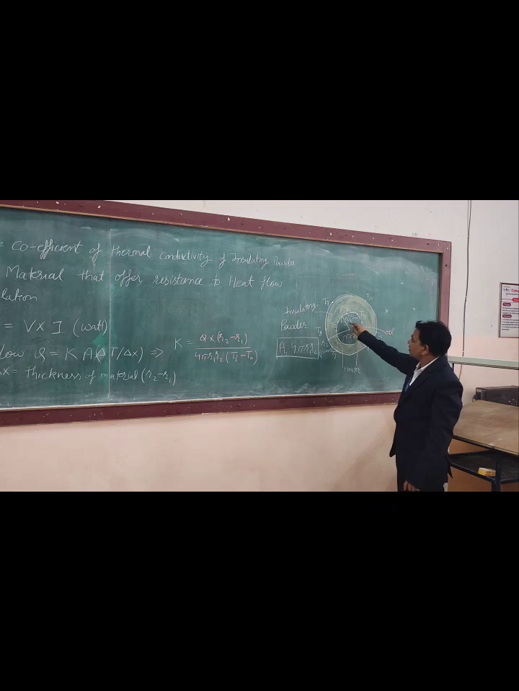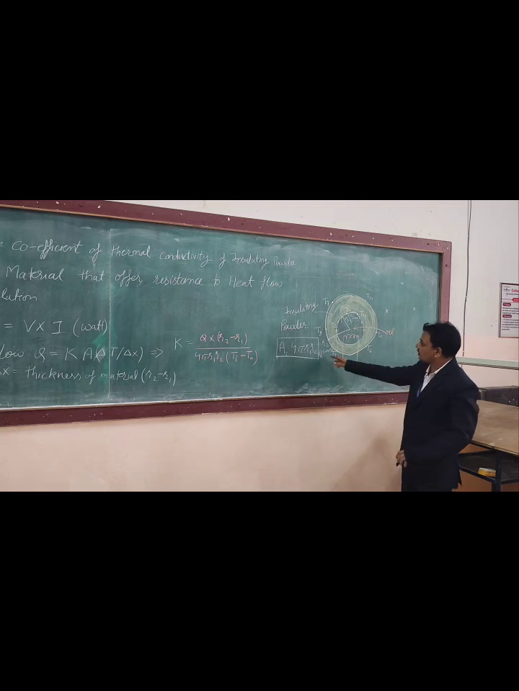The radius of the inner sphere is 125 mm and the radius of the outer sphere is 150 mm. Here we have attached 4 thermocouples inside, T1, T2, T3, T4, and in this way we have attached 6 thermocouples to the outer sphere.